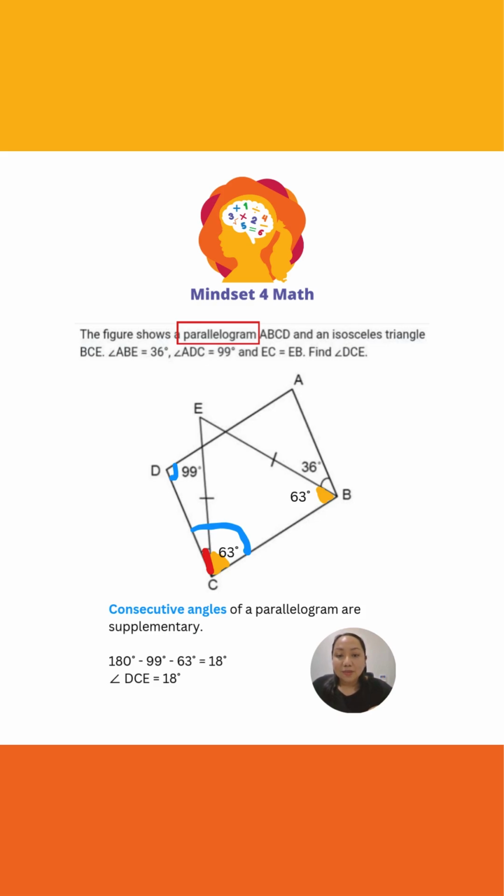So that means the 99 degrees plus the 63 degrees plus the unknown that I marked red are equal to 180 degrees. So we can compute for the unknown, or for the angle DCE, by deducting 99 and 63 from 180 degrees. And the answer is 18 degrees. Therefore, angle DCE is equal to 18 degrees.